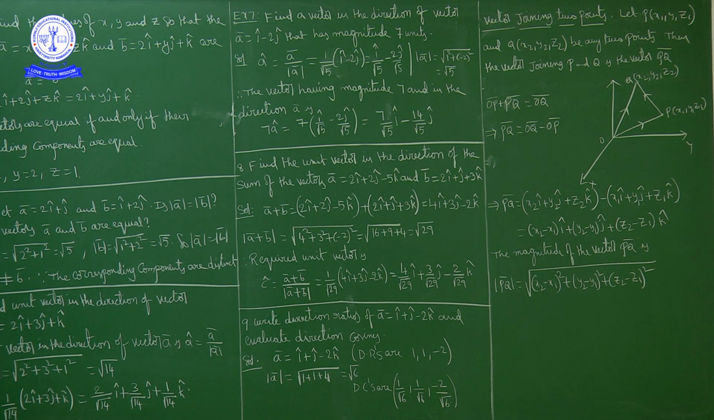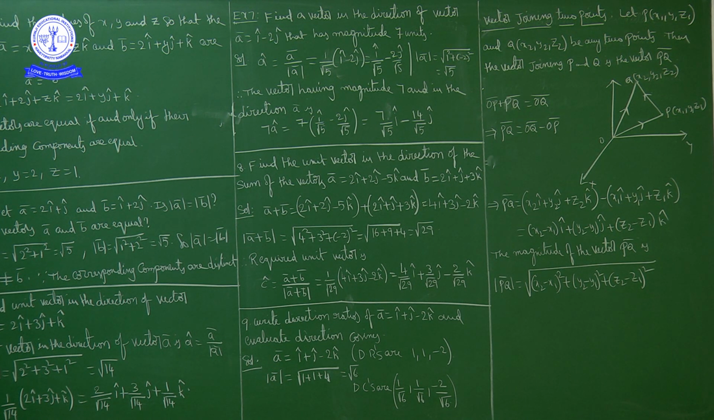Okay, next, write down the direction ratios of vector a bar equal to i cap plus j cap minus 2k cap, and also evaluate direction cosines. My direction ratios are simply the coefficients of the i component, j component and k component. So direction ratios are 1, 1, minus 2.